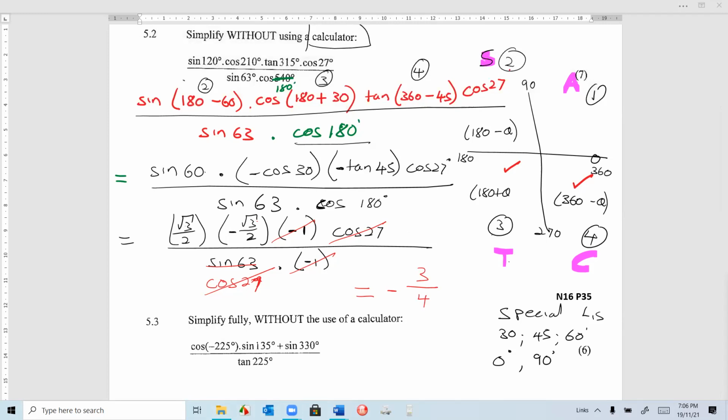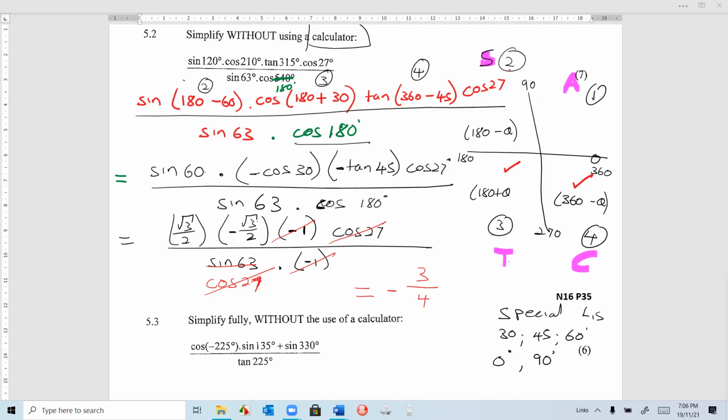Are we understanding this question for 7 marks? Yes or no? Yes, but I don't understand why the sine 63 turned into cos 27.